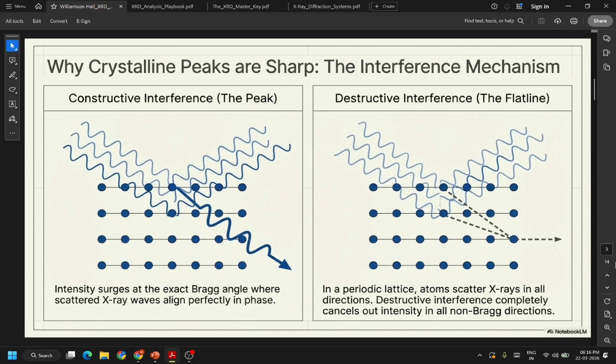the scattered waves become out of phase, and ultimately when you combine a lot of them, the combination of all the scattered waves results in destructive interference, so you get only a flat line. So only at the Bragg angle do you get constructive interference. That is why you get a very sharp peak. This is for highly crystalline materials with large size.